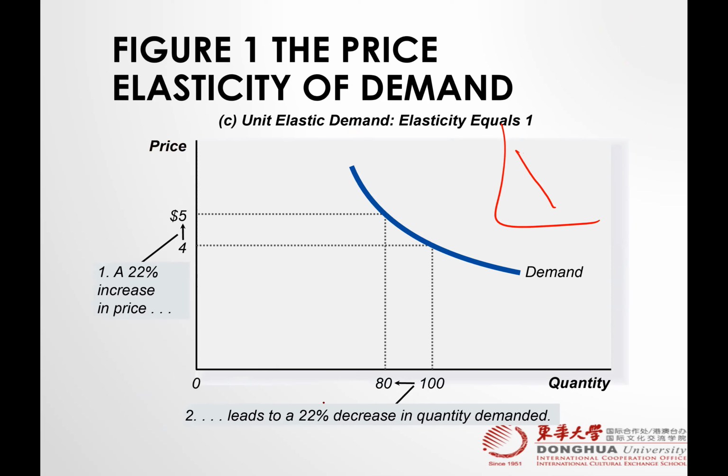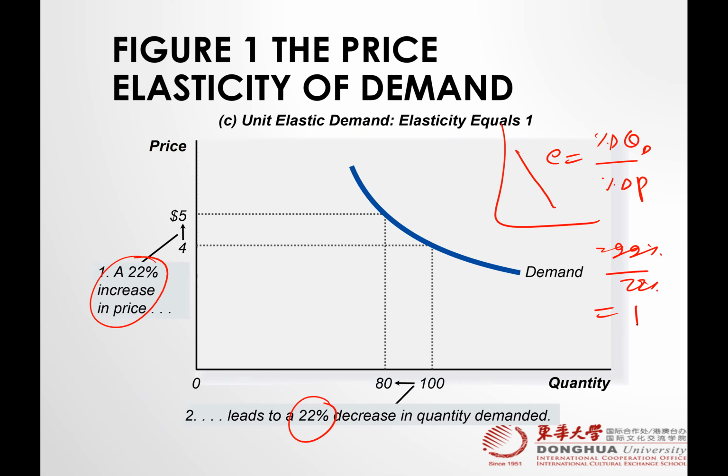80, it means 22% decrease in quantity demanded and 22% increase in price. So if you see the elasticity, percentage change in quantity demanded divided by percentage change in price. So 22% divided by 22%, answer would be 1. So it means this is unit elastic.